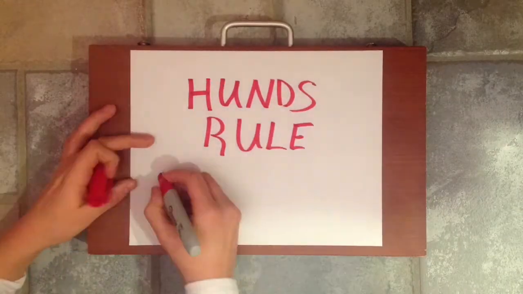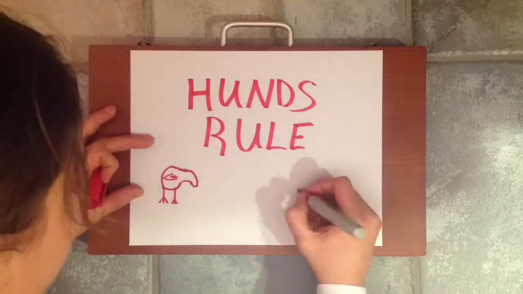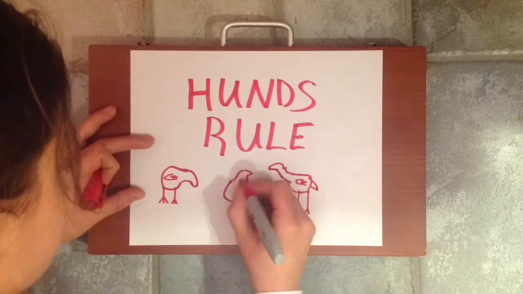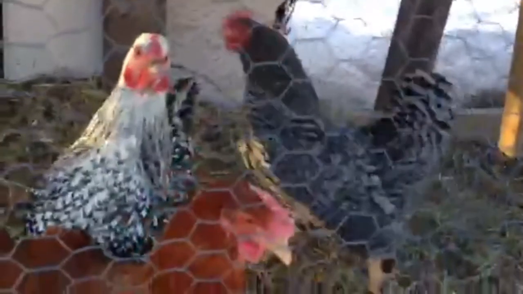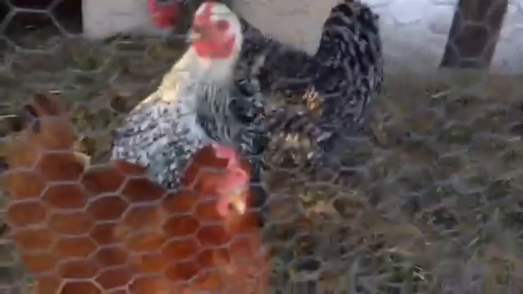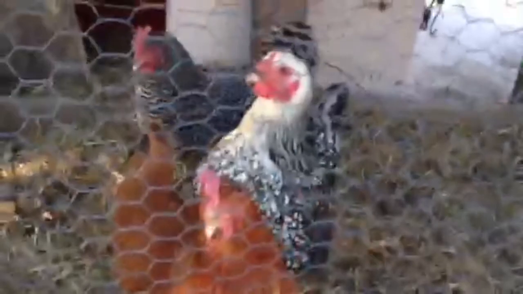Thanks, Dad. Now it's time to take a journey to my chicken coop to learn about Hund's rule. Hund's rule states that the most stable configuration for electrons is to have unpaired electrons at the same energy level rather than pairing up electrons and leaving empty orbitals. Basically, it's saying electrons spread out before pairing up.